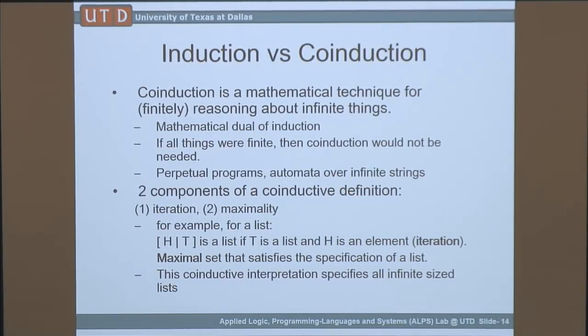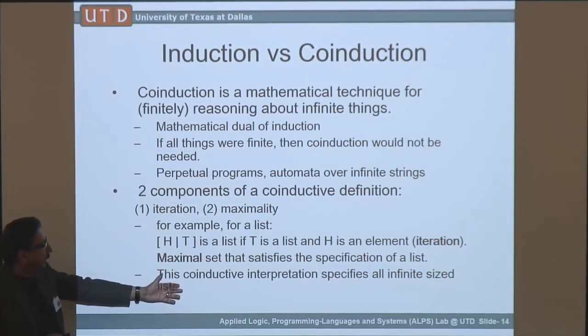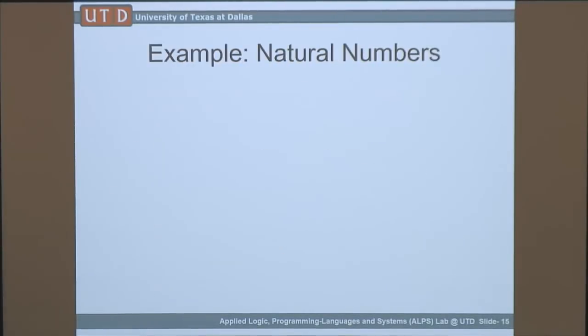So I have an infinite list. I add one more element to it. I have another list, right? That is also infinite. And I'm looking for the maximal set. So if you take the co-inductive interpretation of this operation, then it really specifies all infinite sized lists.